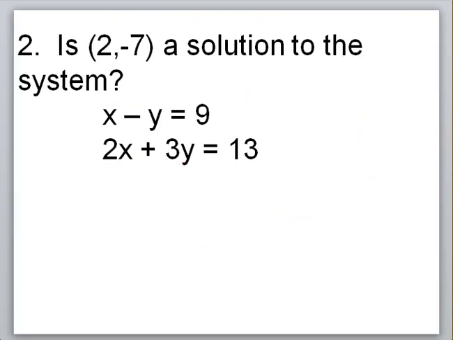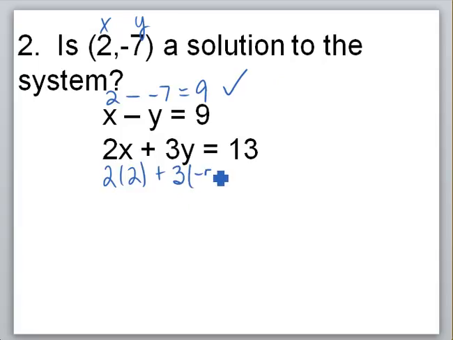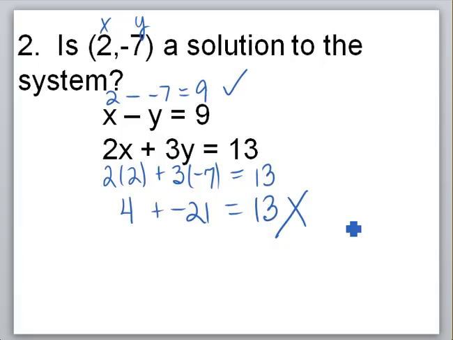This next problem, we're doing the same thing. We're going to check whether or not (2, -7) is the solution. So this is my x and this is my y. I'm going to plug in 2 minus my y value, which is negative 7. Does that equal 9? That's the question we're asking. Yes, it does. So then I'm going to plug in my x value and my y value and ask myself if it equals 13. Well, this gives me 4 plus negative 21. Does that equal 13? No, it does not. Because it does not work for the second equation, this is not a solution to the system.